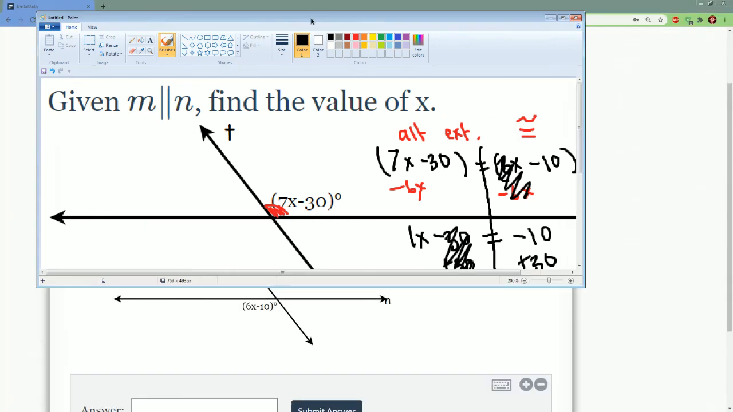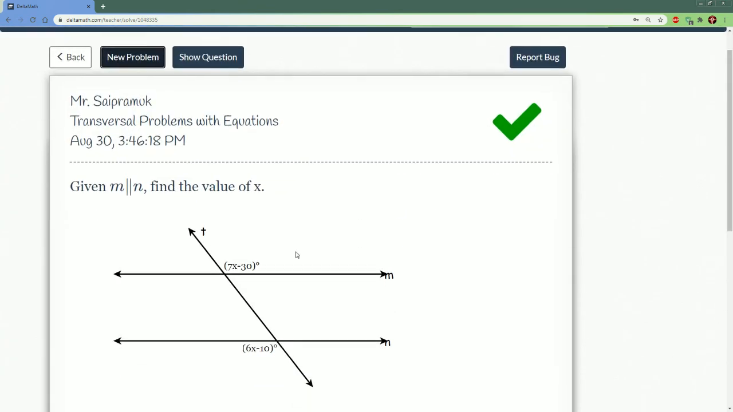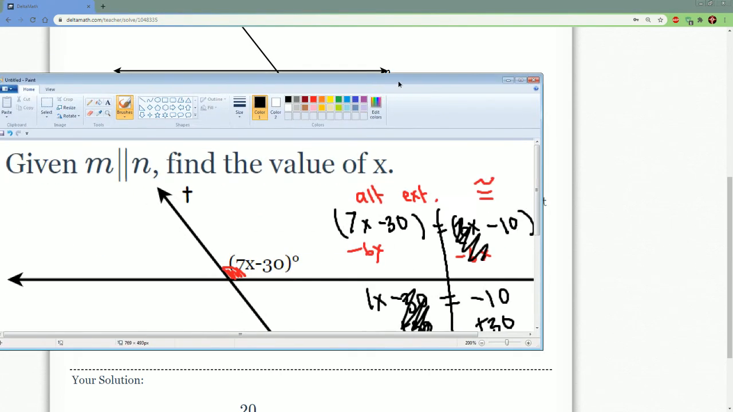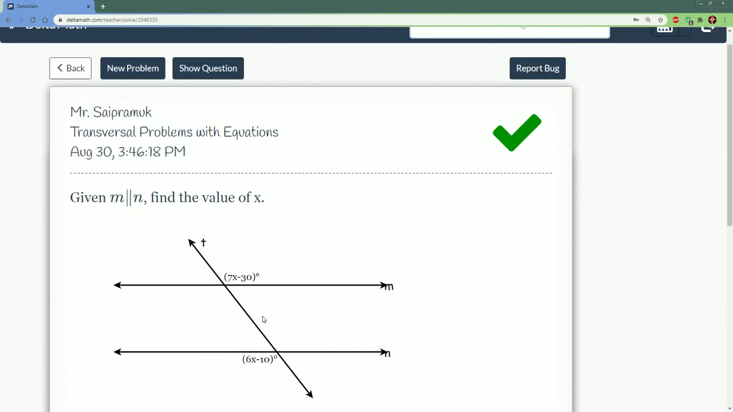Let's check that by plugging it in here. We would say that x is equal to 20. Let's see if we did it correctly. Yes, that is correct. They show the work here. And they said it is alternate exterior angles, which is what we said here. And they say alternate exterior angles are congruent. And they show the algebra here. That's how we got our solution. Okay, so there you go. That is how you solve for missing variables in parallel lines.